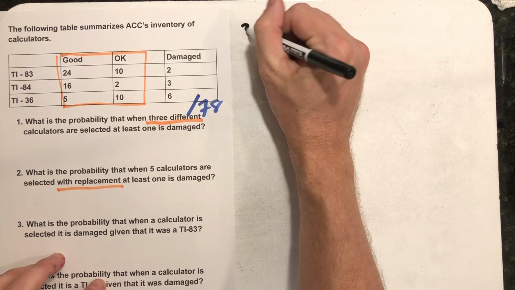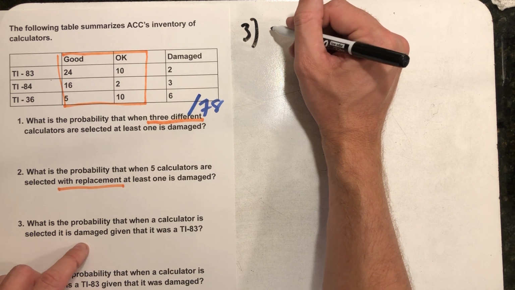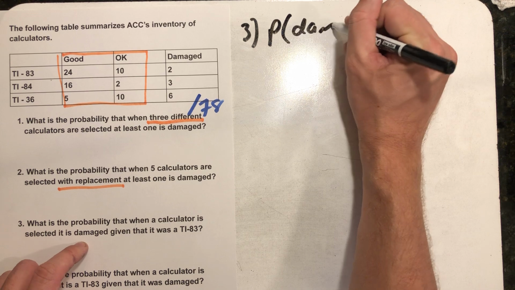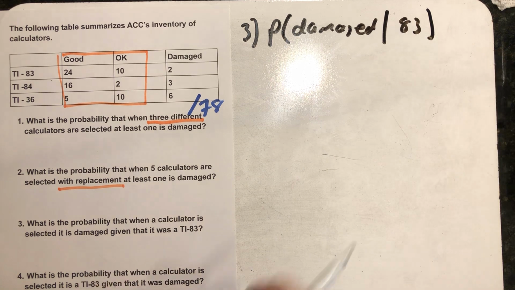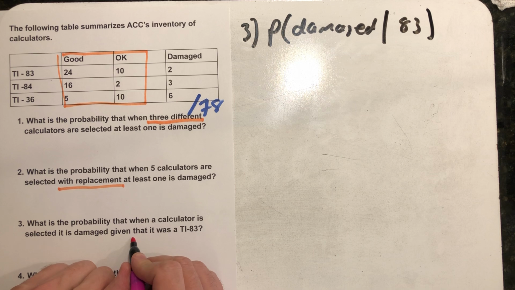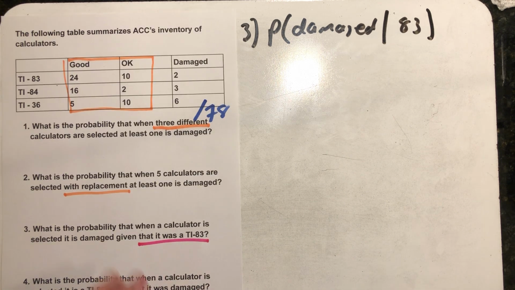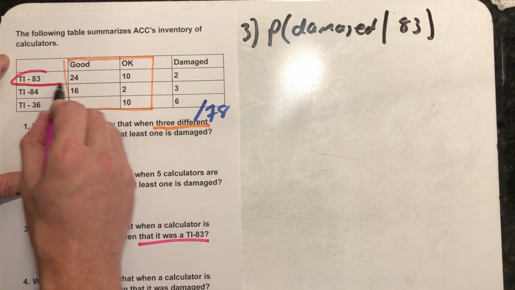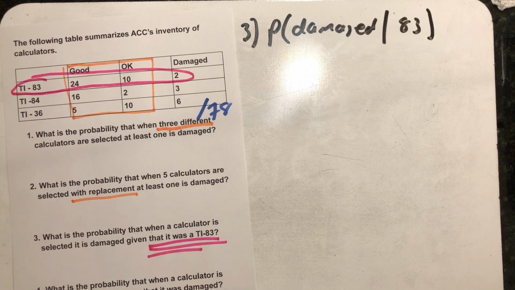Number 3, what is the probability that when a calculator is selected, it is damaged? So probability of damaged, given that it was a TI-83. These conditional probabilities are always special. I always just assume the thing after given has already occurred. So when I'm told that given it was a TI-83, all of a sudden in this problem, the only calculators that exist are the TI-83s. The thing that follows the word given limits my sample space. I know I am going to get a TI-83.